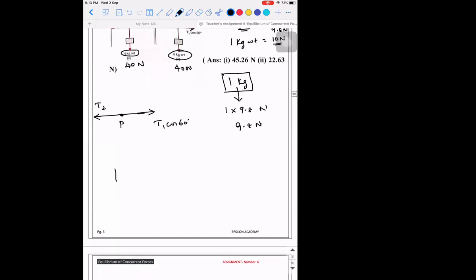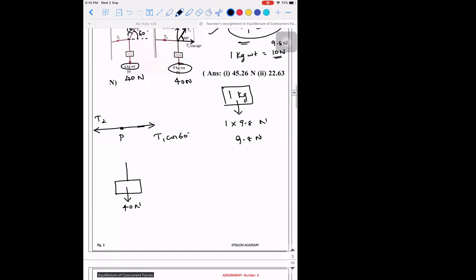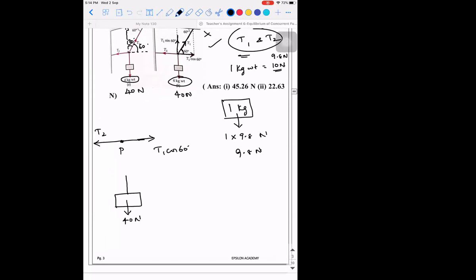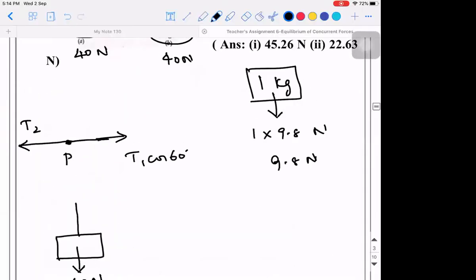Similarly, if I draw the free body diagram of the 4 kilogram block, 40 Newton is acting downwards. What will be acting in the upward direction to balance it? So the block is connected to whom? The block is connected to which object?